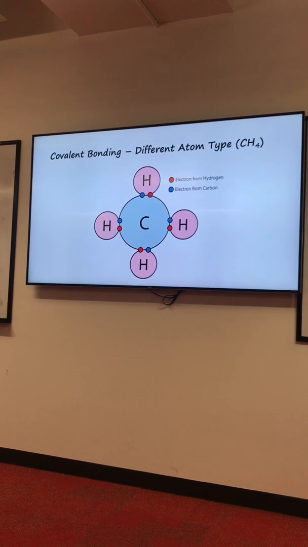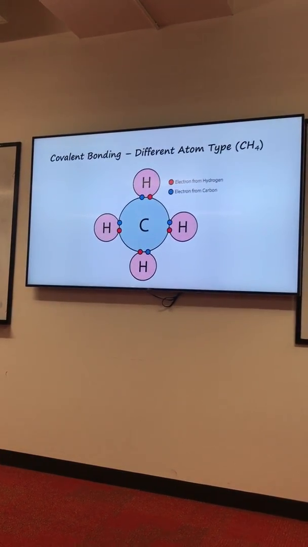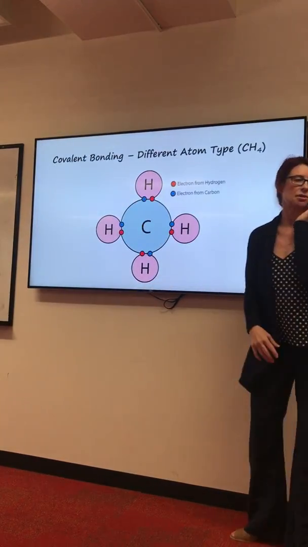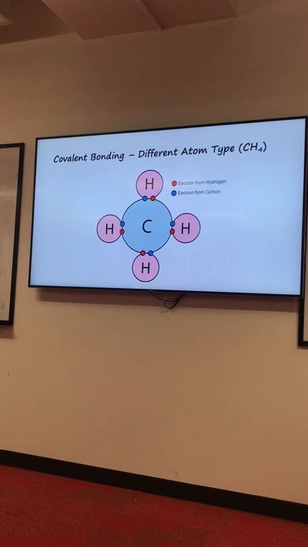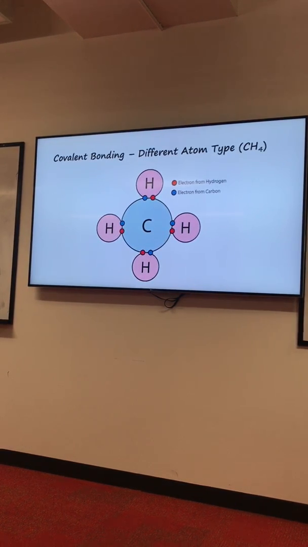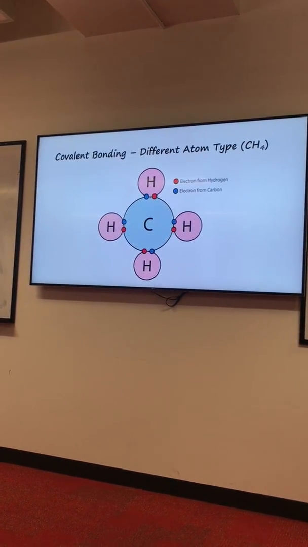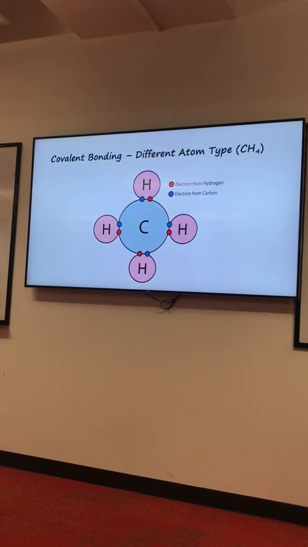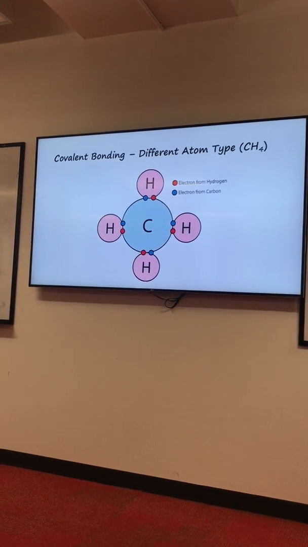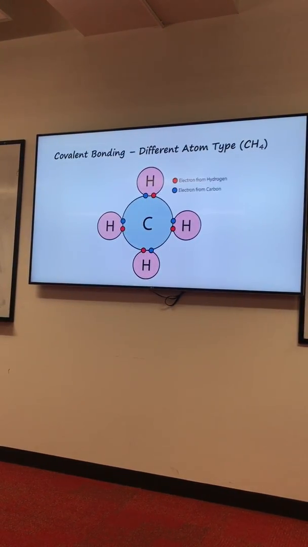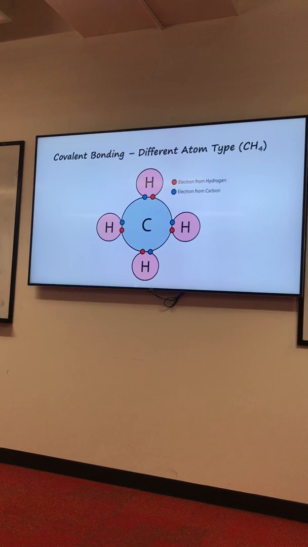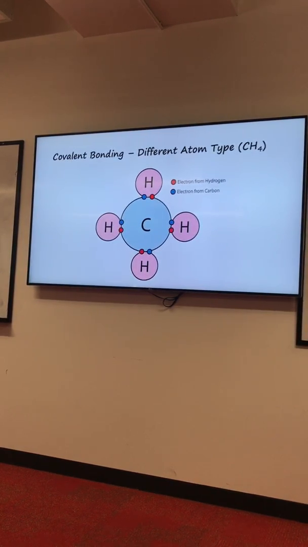So in this one we've got methane, CH4. You can see that we've got carbon and we've got hydrogen atoms. So 2 different types of atoms bonded together covalently. Carbon has 4 in its outer shell. Hydrogen has 1 in its outer shell. Each hydrogen atom is sharing 1 of carbon's valence electrons to give it 2 outer valence electrons, so it's full. And carbon shares 1 from each hydrogen atom to combine with its 4 to create 8, which is full.